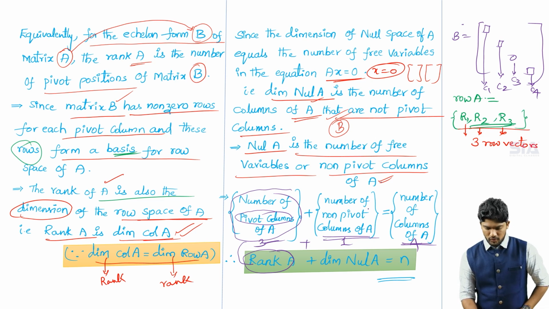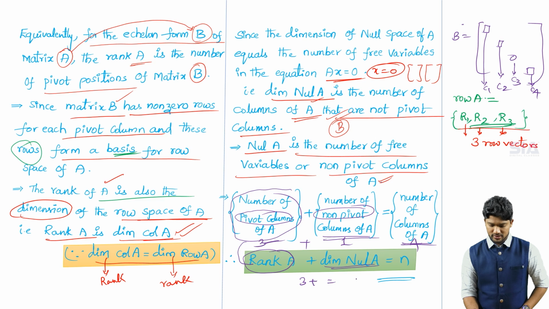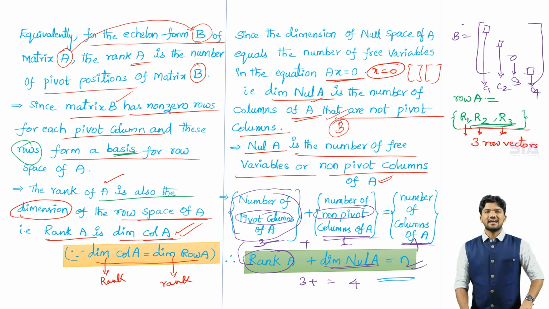నెక్స్ట్ నాన్ పివోట్ కాలమ్స్ అంటే మనం ఏమని చెప్తాం? డైమెన్షన్ ఆఫ్ నల్ స్పేస్ ఆఫ్ ఏ. ఒకటే వెక్టార్ ఉంది కాబట్టి 1. సో ఈ రెండింటిని మీరు 3 + 1 యాడ్ చేసుకుంటే మీకు ఎంత వస్తుంది? టోటల్ నెంబర్ ఆఫ్ కాలమ్స్. దట్ ఈస్ ద ఈక్వేషన్ ఫర్ ద ర్యాంక్ థీరం.